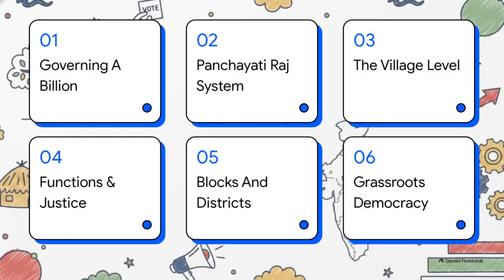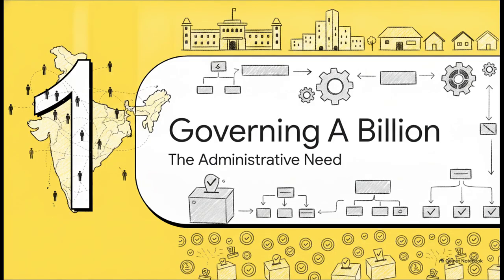Here's our roadmap for The Explainer today. 1. Governing a billion people. 2. The Panchayati Raj system. 3. We'll zoom into the village level with the Gram Panchayat. 4. Justice and daily functions. 5. Scaling up to blocks and districts. And 6. Building grassroots democracy. All right, kicking things off with Section 1, governing a billion people.